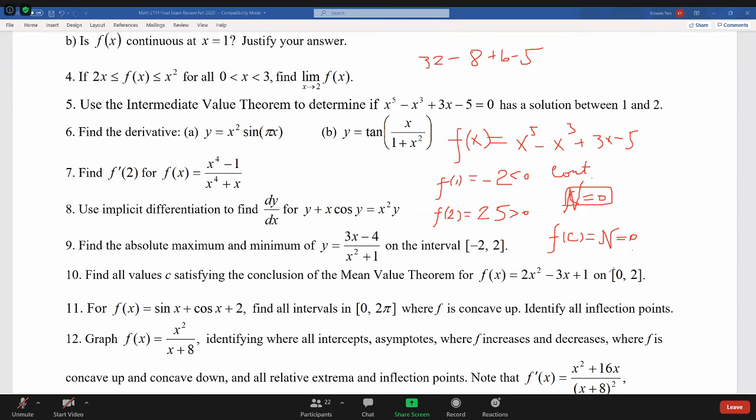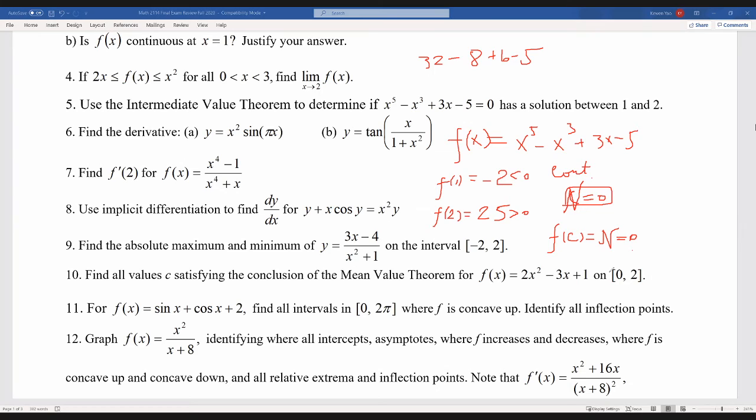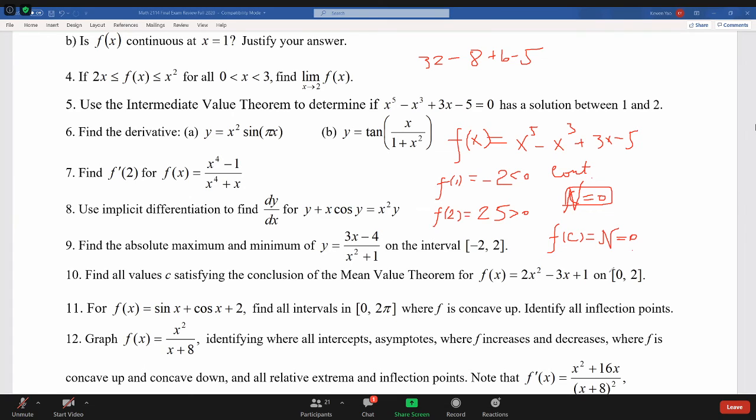Even though we don't know how to find c, by IVT we know that such a solution, such a root, exists between 1 and 2. But that's okay. This problem asks you to show that this root exists. The problem does not ask you to find this root. All we have to do is show that this root c exists between 1 and 2, okay? We have finished.